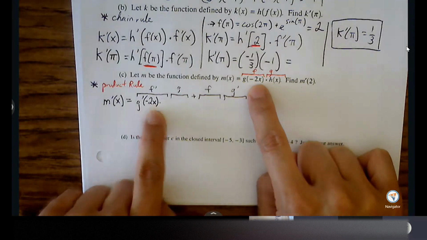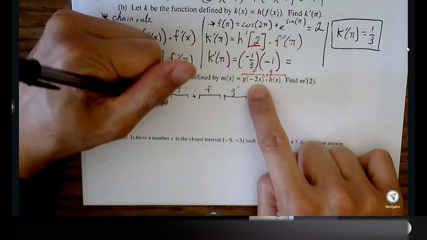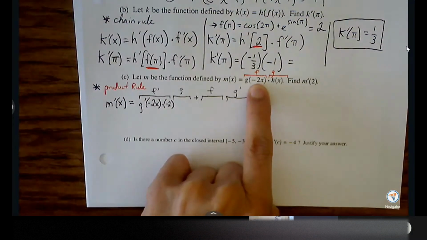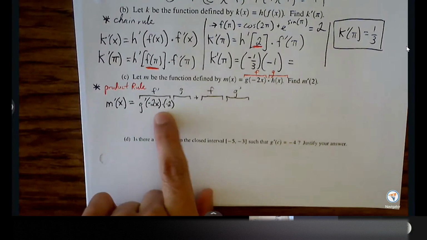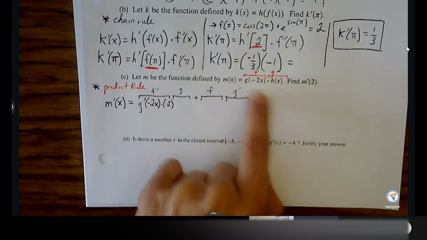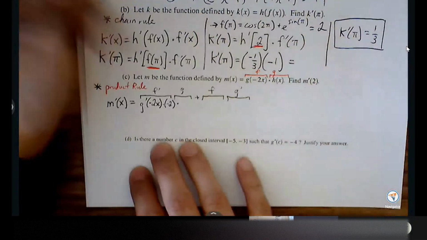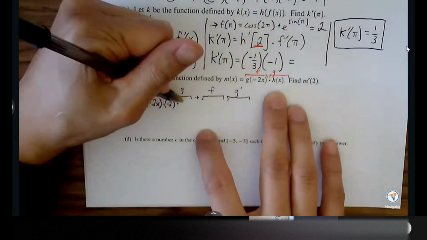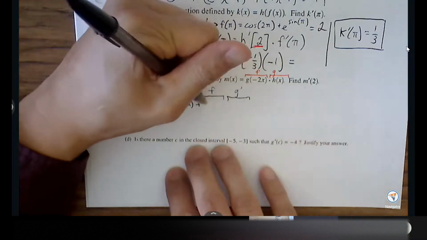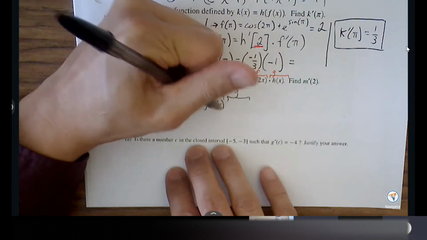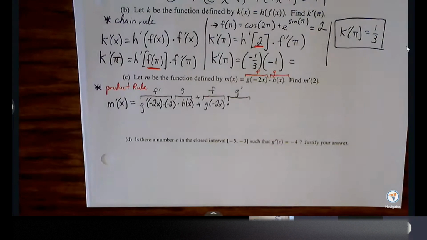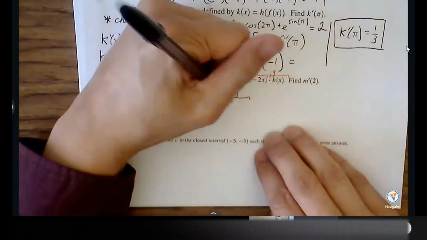Oh, negative 2, my bad. Negative 2. Okay, so this is a little bit of chain rule here. That inside portion of negative 2x, we got to worry about that. So g prime of negative 2x times negative 2. So that's going to be the full derivative of that g of negative 2x. Okay, my g function is the h. Back to the f. And then what's g prime? H prime. Just h prime, okay.